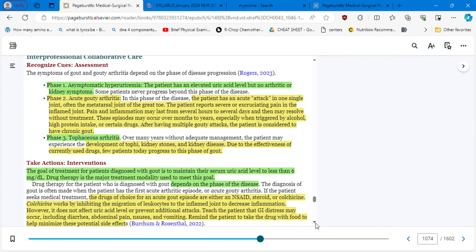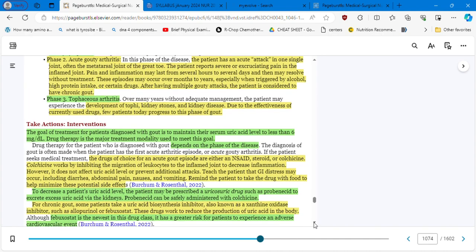And then phase 3, tophaceous arthritis, is the developing of tophi, okay? Kidney stones and kidney disease. Due to the effectiveness of currently used drugs, few patients today progress to this phase of gout.